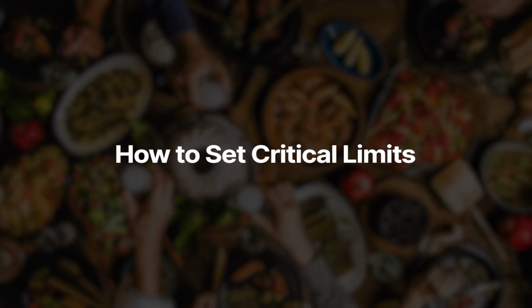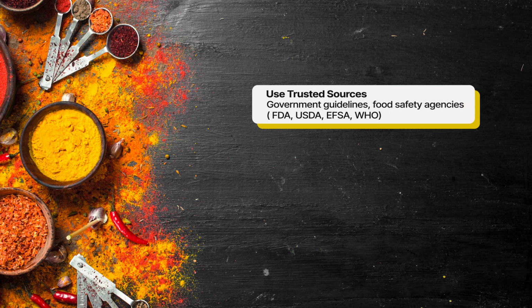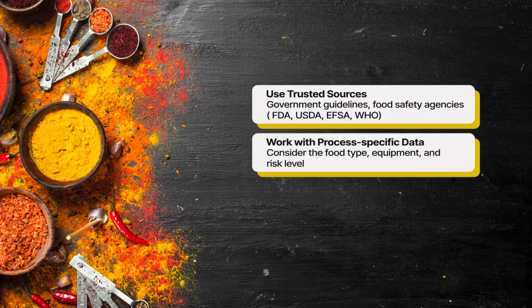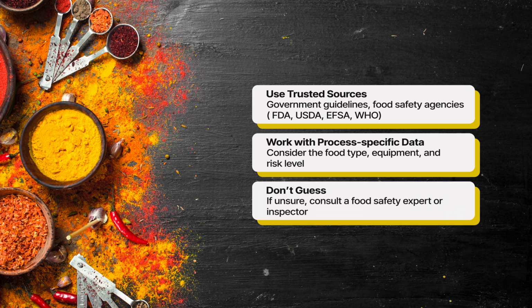How to set critical limits. Use trusted sources: government guidelines and food safety agencies such as FDA, USDA, EFSA, and WHO. Work with process-specific data. Consider the food type, equipment, and risk level. Don't guess. If unsure, consult a food safety expert or inspector.